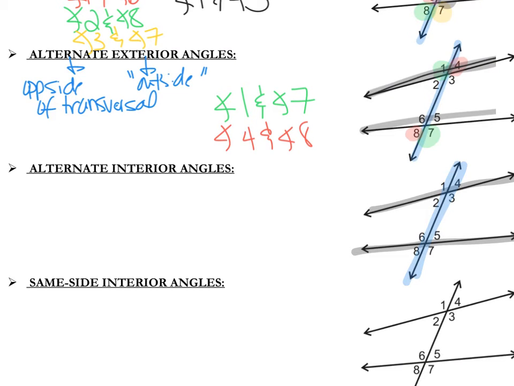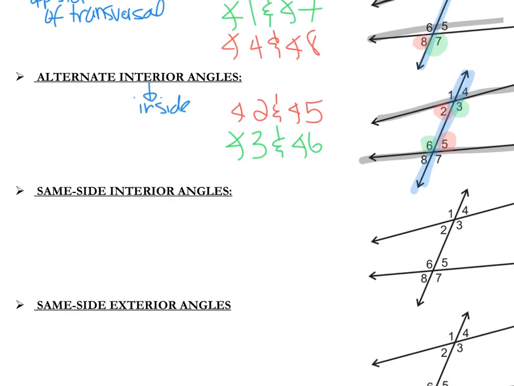Okay, so inside. So we're going to alternate sides again. So 2, and then its alternate interior angle would be 5. And then we have 3, and its alternate interior angle would be 6. Okay.